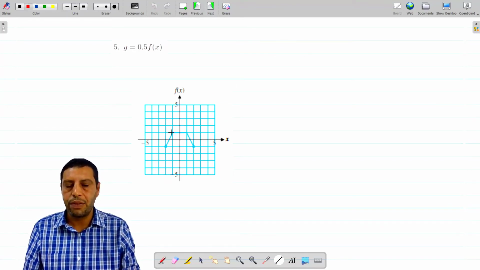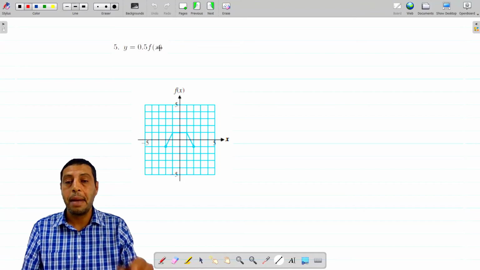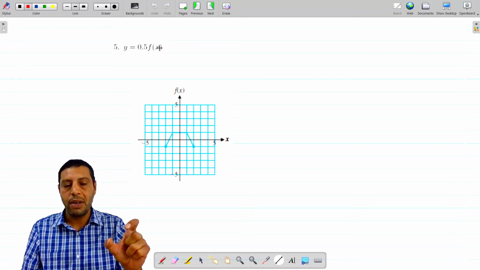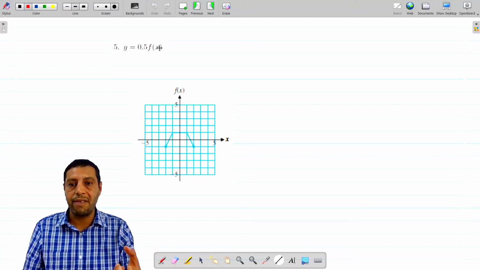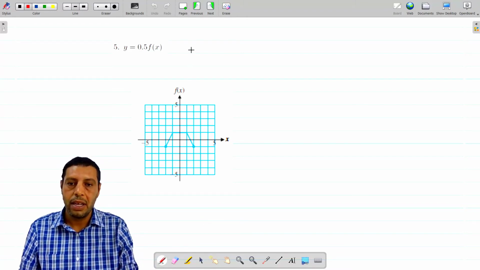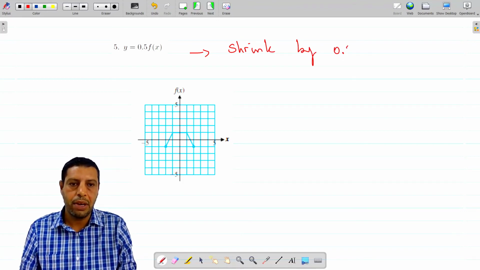Now, we can move to the next question, in which y equals 0.5 times f of x. So here we multiply the original function by half. Since the value which is used here for the multiplication is between 0 and 1, it's not a stretch, it's a shrink. Okay? So it's a shrink by half. Okay? By 0.5.